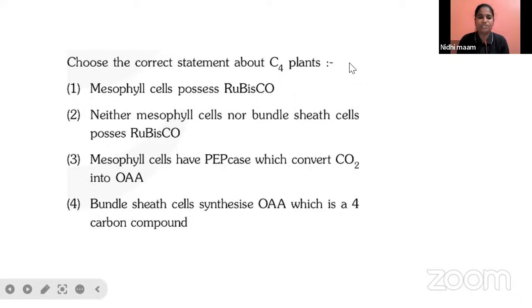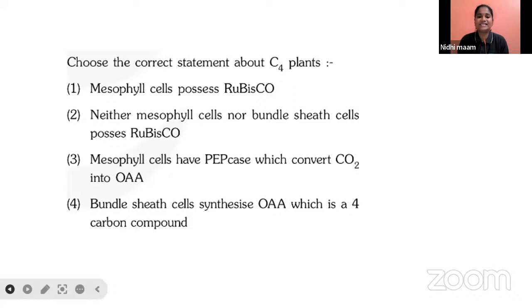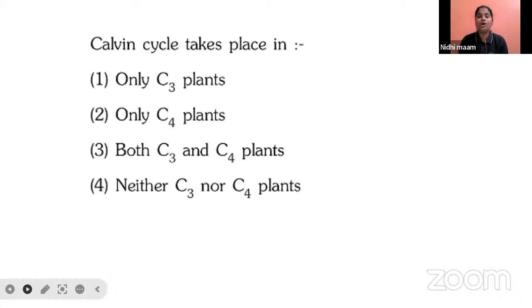D. Okay, option D. So the right answer for this is option C. What is that? Mesophyll cells have PEP carboxylase which converts carbon dioxide into oxaloacetic acid. Next question. Calvin cycle takes place in only C3 plants, only C4 plants, both C3 and C4 plants, neither C3 nor C4 plants. Calvin cycle takes place in.